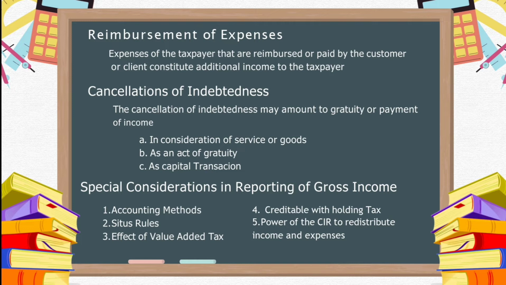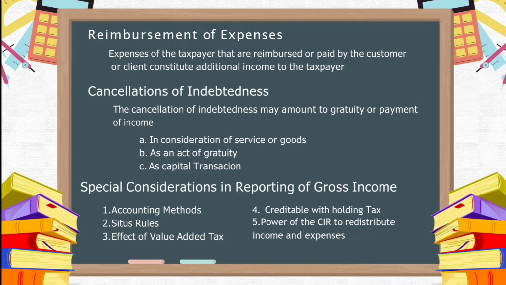Reimbursements of expenses. Expenses of the taxpayer that are reimbursed or paid by the customer or client constitute additional income to the taxpayer. Examples. Number 1, when the lessee pays the ownership cost of the lessor, such as real property tax and insurance on the property, the payment constitutes income to the lessor. Number 2, when a client reimburses the out-of-pocket expenses of a professional practitioner, the reimbursements are income to the practitioner.